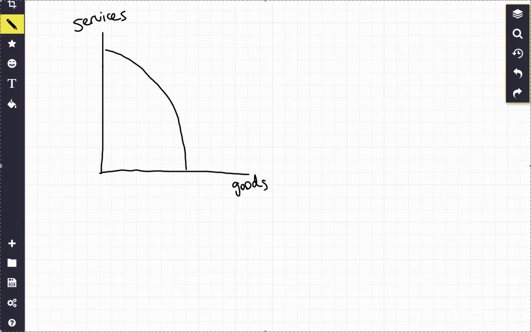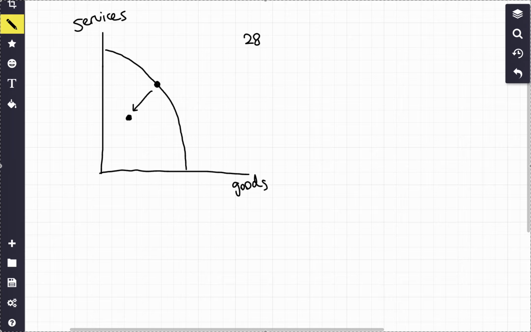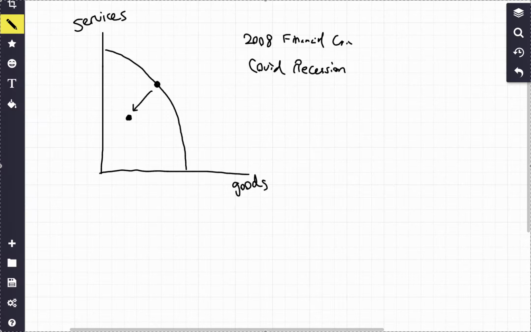In the 2008 financial crisis, what happened is the economy was probably operating around here, and then it shifted to inside the curve. That's what happened. This is 2008, the financial crisis, the Great Recession, or the COVID recession too. And why can I confidently say that? It is because when a recession happens, a lot of resources are left unused, right? A lot of resources available for producers, available for firms, will be left unused, only because people don't buy those things. People cut their spending.